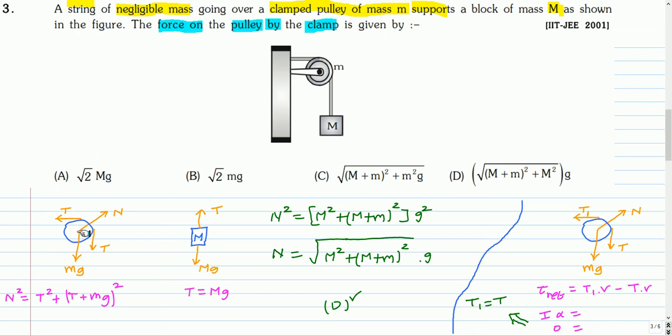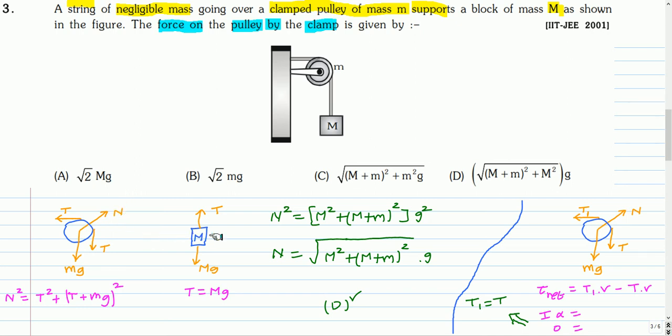So that force is the normal reaction. Drawing the free body diagram of the pulley, the forces acting on the pulley are its weight mg, where m is the mass of the pulley, the two tensions on the rope, and the normal reaction, which is because of the interaction between the clamp and the pulley. And this is the normal reaction force we have to find out.